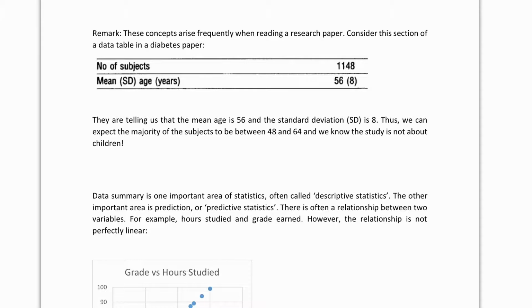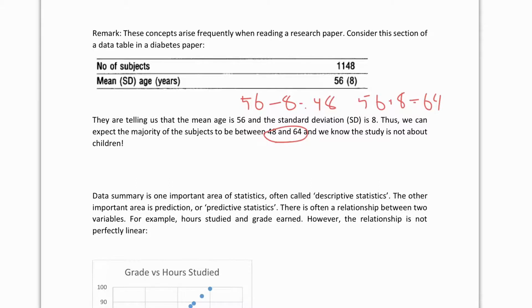So we can expect the majority of the subjects to be between 48 years old, right? We would do our 56 minus 8, which would give us 48, and 56 plus 8, which gives us 64. So we can expect this to be the range for our subject ages, which means we know the study is not about children. And that's very important when reading a study. You need to know the age of the participants, who's being studied in this medical study, and the data is given to you in terms of the mean and the standard deviation.